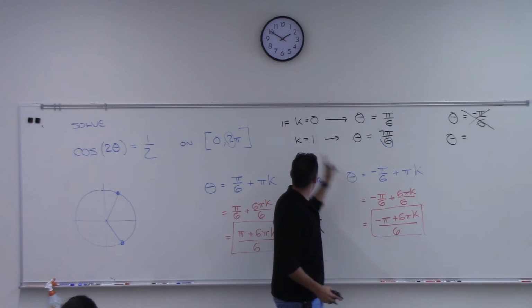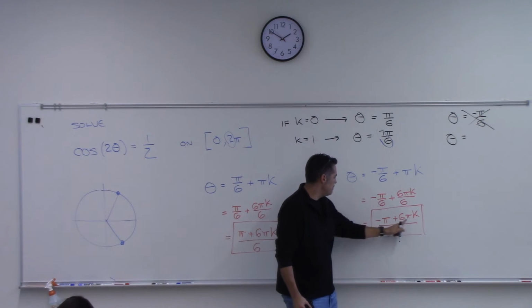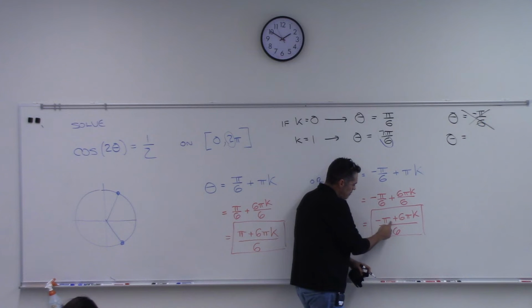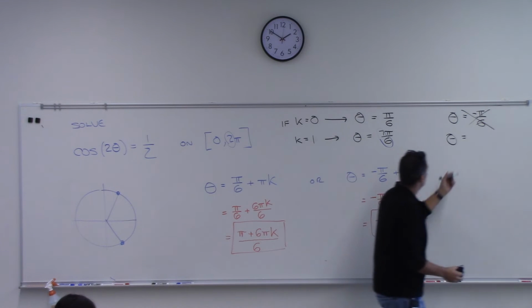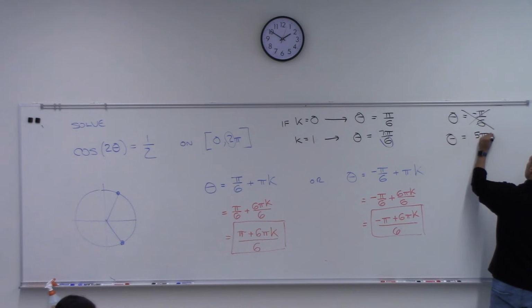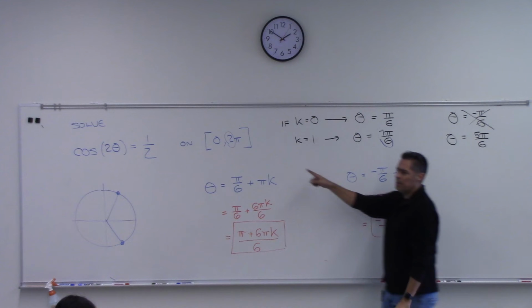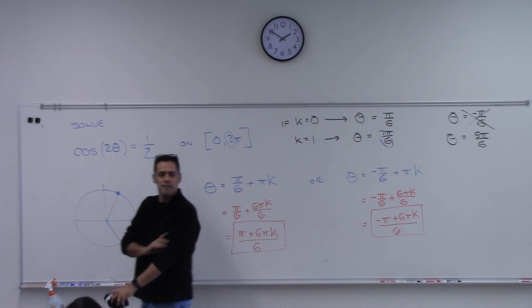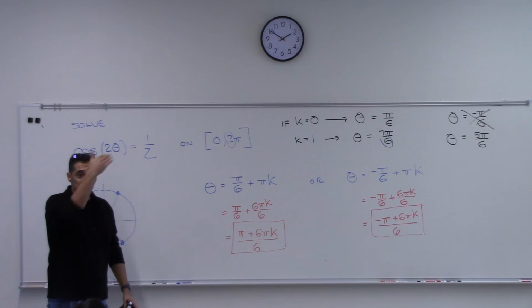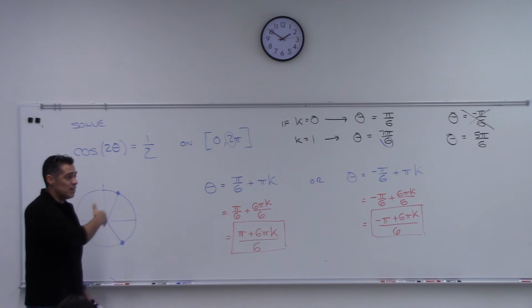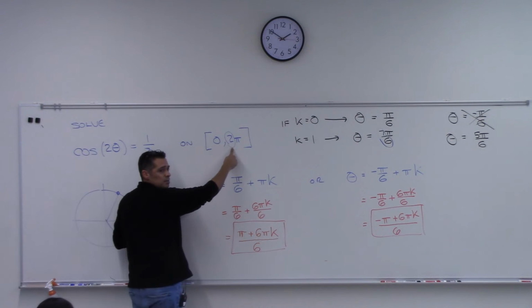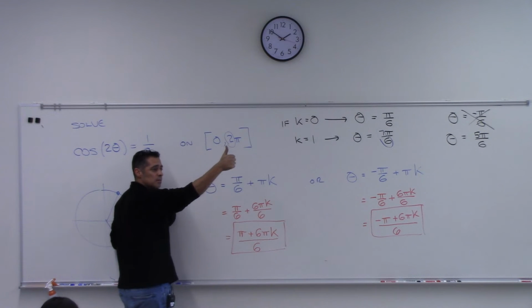What if we plugged in 1 into this one? What do we get? Careful. Negative pi plus 6 pi is how many pi's? 5 pi's over 6. Is that in there? Is 5 pi over 6 between 0 and 2 pi? Yeah, because 5 divided by 6 is point something. It's bigger than 0, right? And it's smaller than 2. So that works.